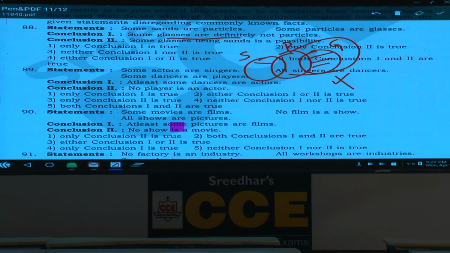And coming to the second one, some glasses are sands is a possible. Now tell me whether I can extend this glass like this or not. Yes, hence it is possible. Then what is your answer? Only 2 follows. Only 2, that is choice 3.